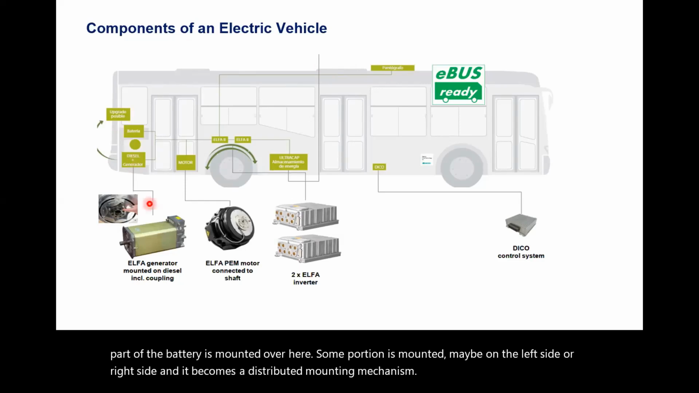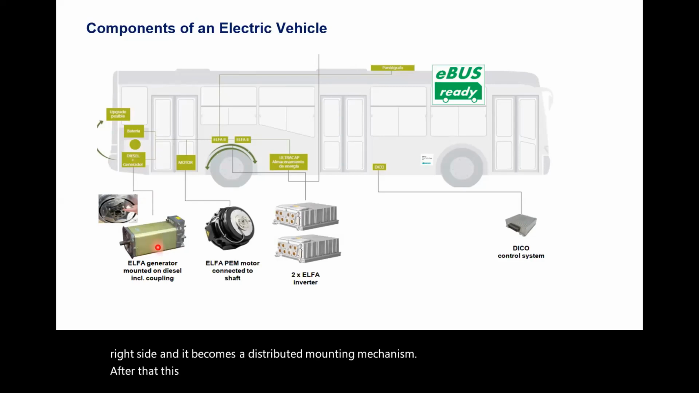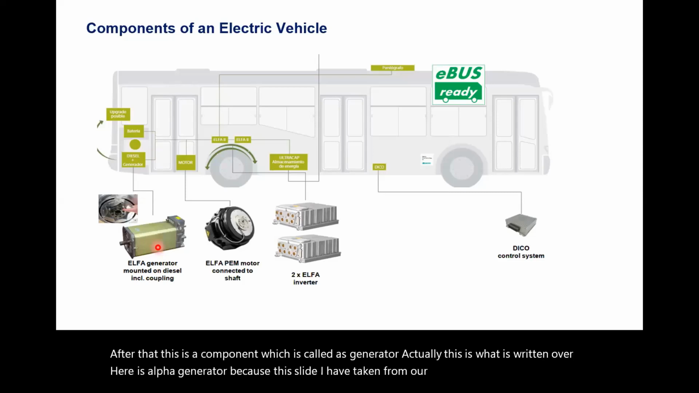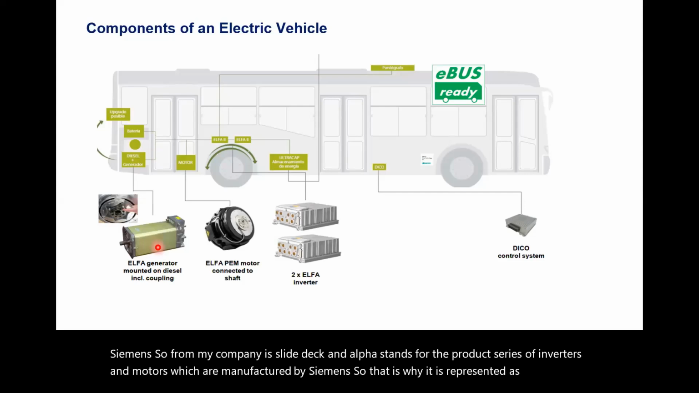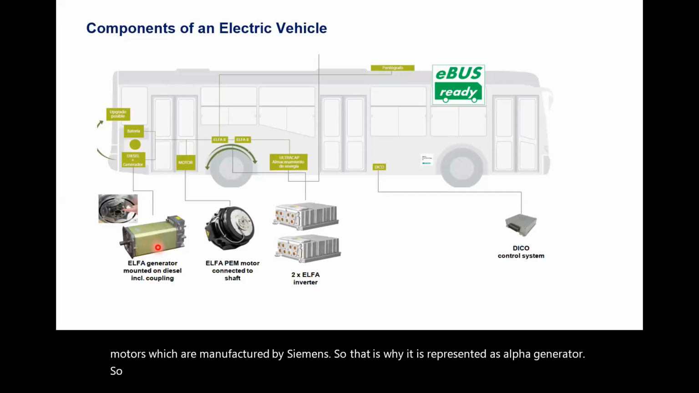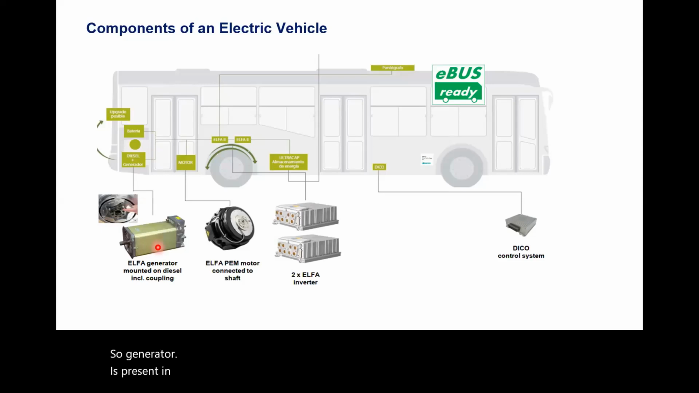After that, this is a component which is called a generator. Actually, what is written over here is alpha generator, because this slide I have taken from our company's slide deck. I represent Siemens, and alpha stands for the product series of inverters and motors which are manufactured by Siemens. So that is why it is represented as alpha generator. The generator is present in hybrid vehicles. It is not present in electric vehicles.